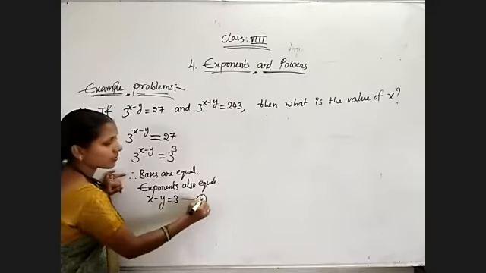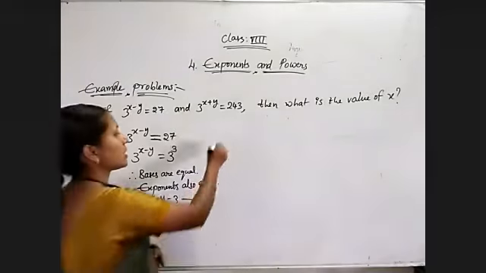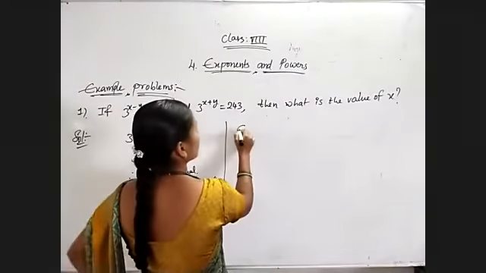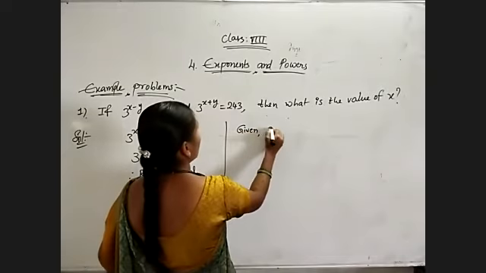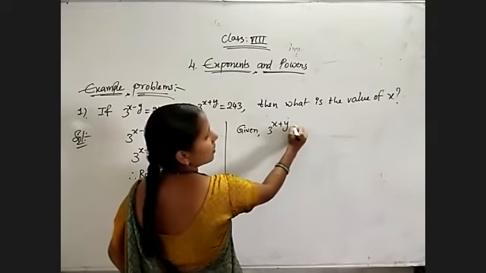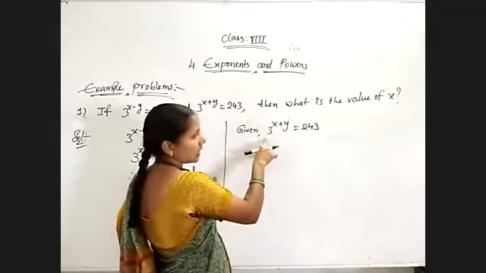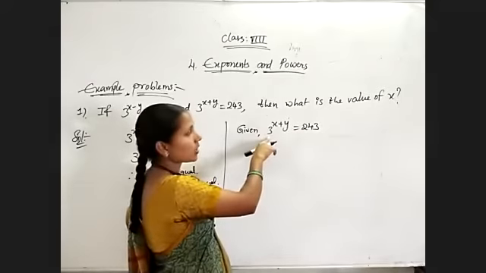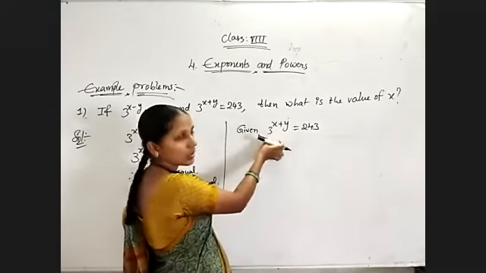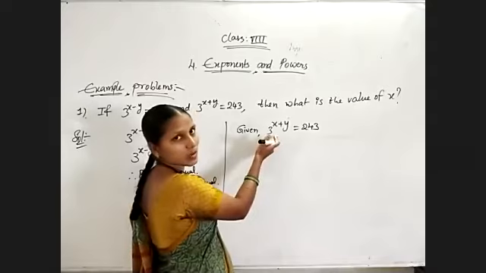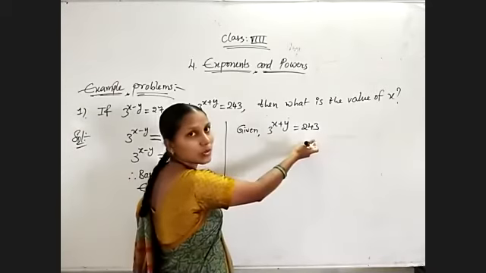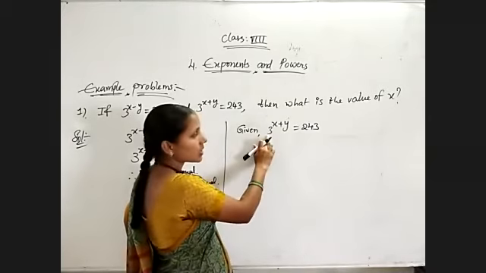Let it be equation 1. Now coming to the second given condition: 3 power x plus y is equal to 243. Here the left side is already in exponential form, and here we can't elaborate this one. So for that sake, try to simplify the right side using the base 3.